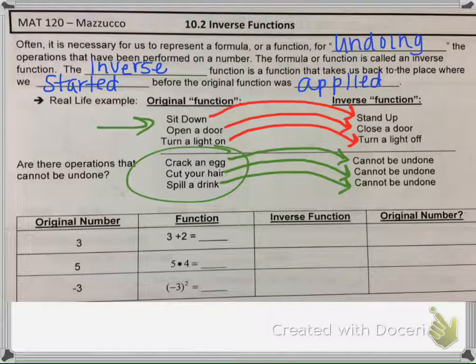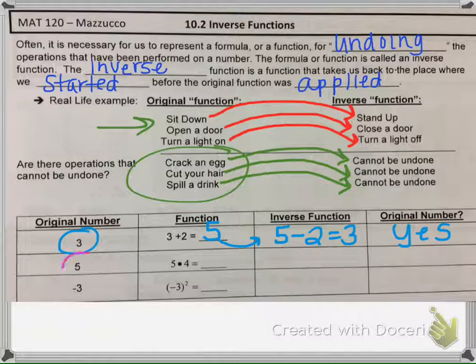So mathematically speaking, if our original number is 3, and we add 2 to it, 3 plus 2 is 5. If we want to go back to our original number, we would need to take the 5, and if we subtract 2, we would get 3. So there is a possible way to go back to our original number. Okay, let's say we started with 5, and this time we multiply. 5 times 4 is 20. So if we take 20, it is possible to undo it and go back to our original number by dividing by 4.